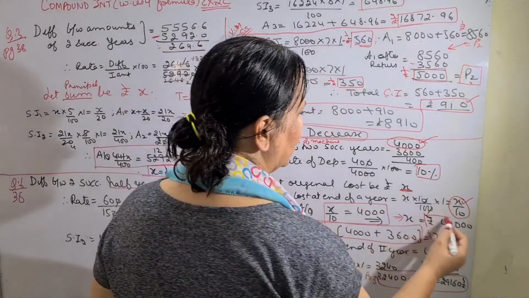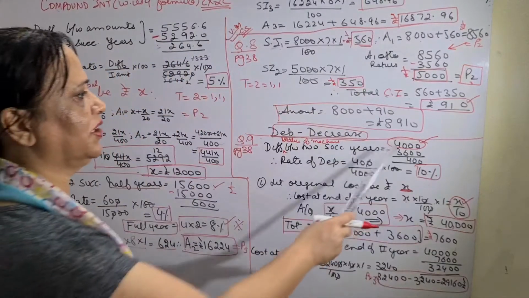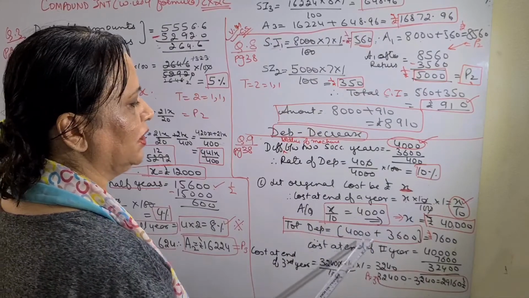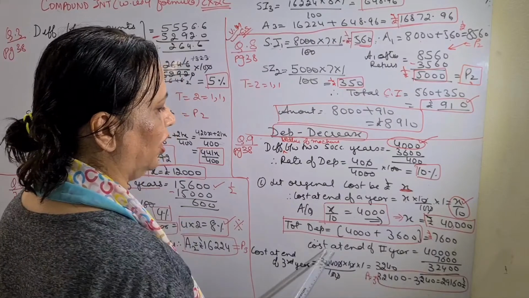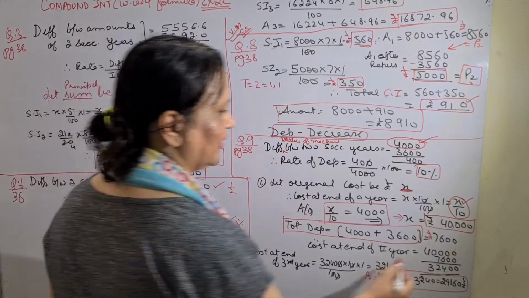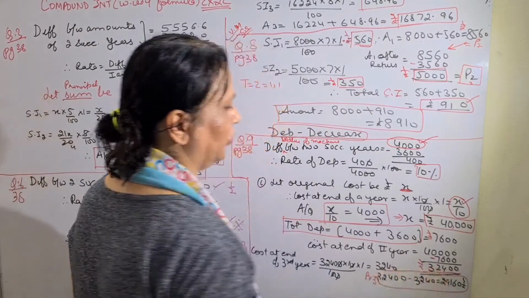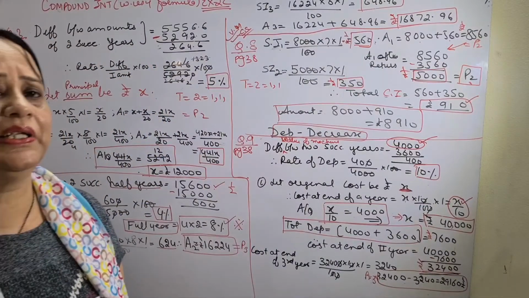Now from this original value, the 2 years' depreciation is to be subtracted. First was 4,000, second was 3,600. So total depreciation is 4,000 plus 3,600, that is 7,600. So cost at the end of the second year will be 40,000 minus 7,600, and this is your value after 2 years. In 2 years, 7,600 of the value was depreciated, means decreased.